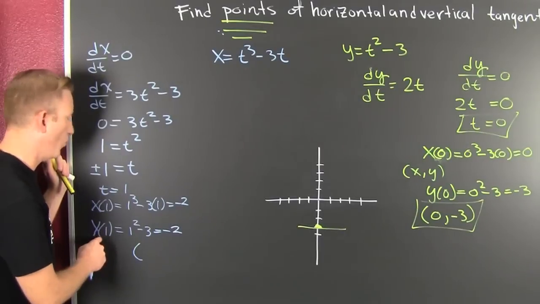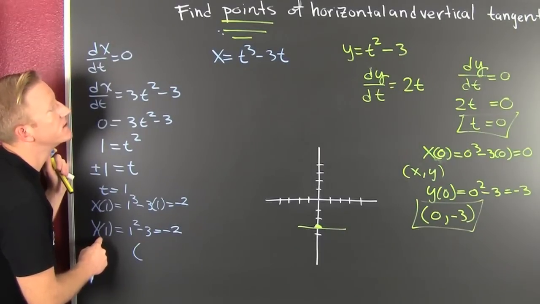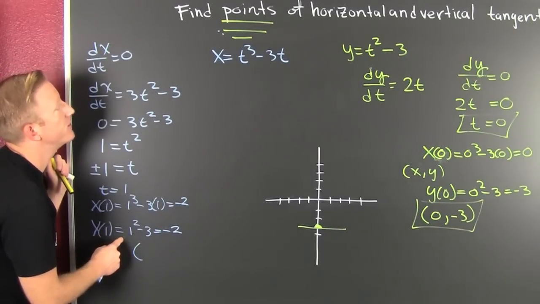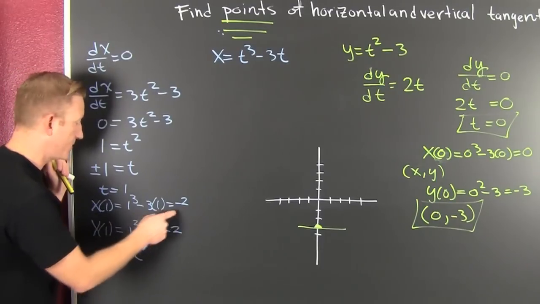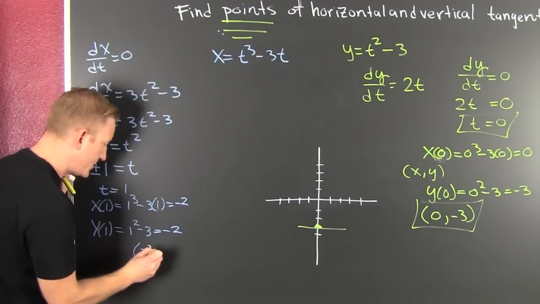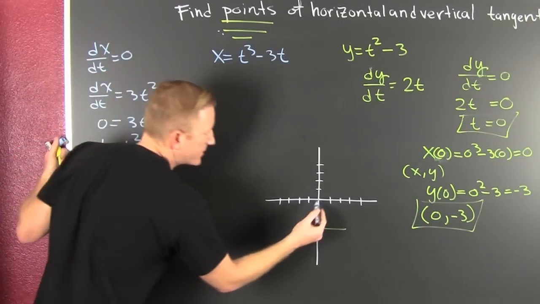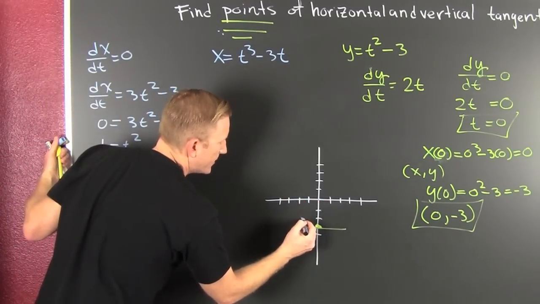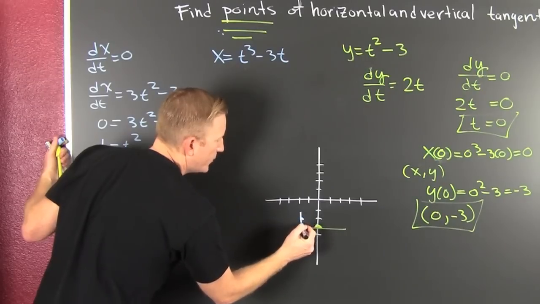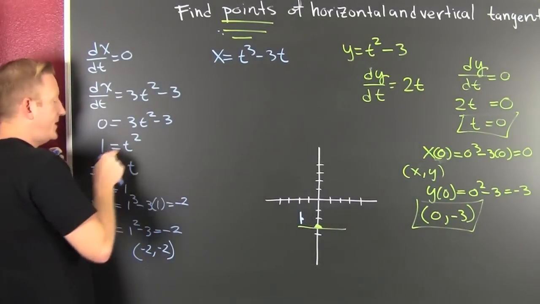Wait. Y, 1 squared is 1. Y, 1 minus 3. Okay, that's a minus 2, so my point is minus 2, minus 2. Ooh, so I have a vertical tangency right here. See? Boop. Let's go and get the other one.